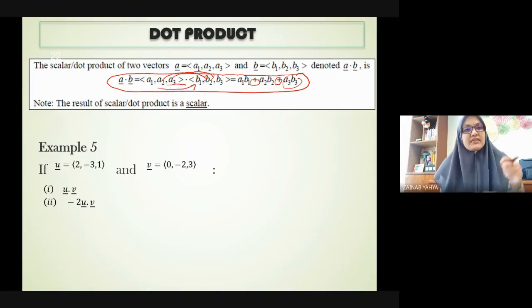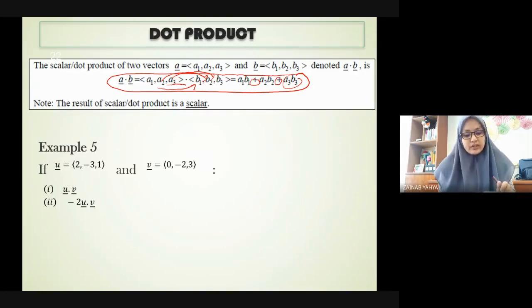So that's the rule for dot product, or sometimes you call it scalar product. What is the result of scalar or dot product? The result must be a scalar, a number. So when you perform dot product, you must get a number only. If you get a vector, it means your calculation is wrong, the concept is wrong. When you multiply a vector dot with a vector, you must get a number, a scalar. No more vector.